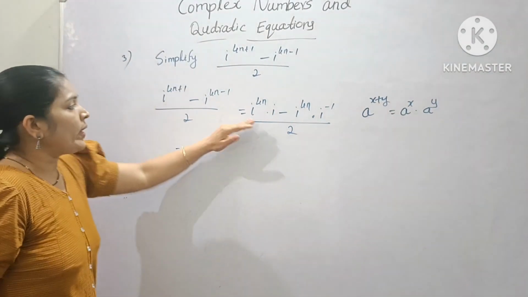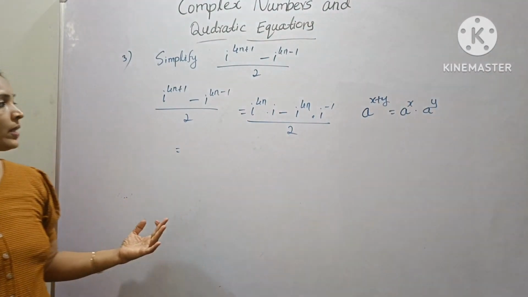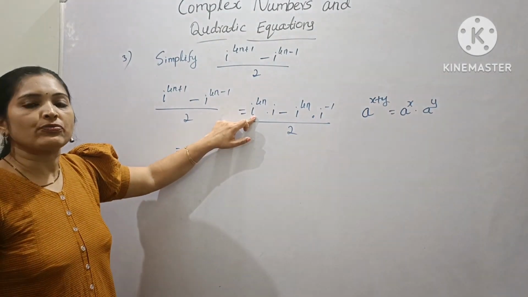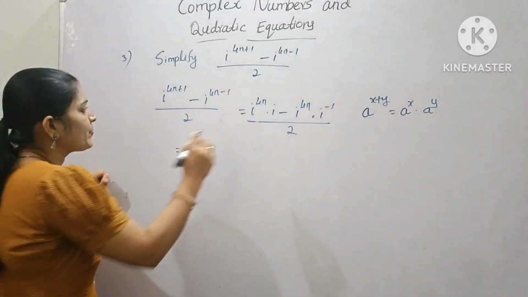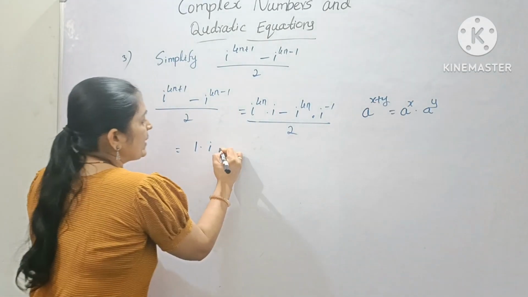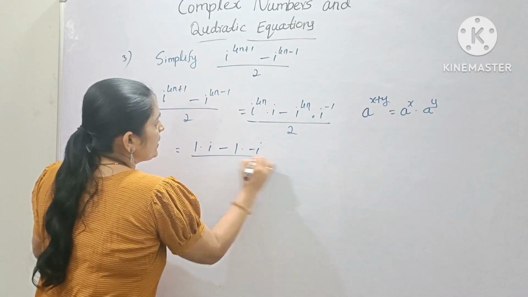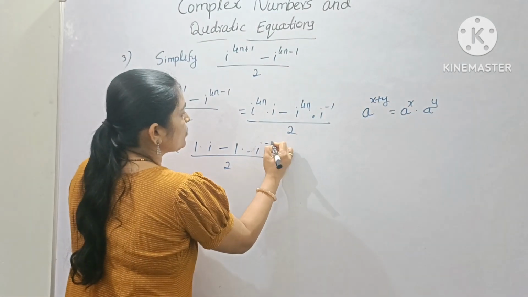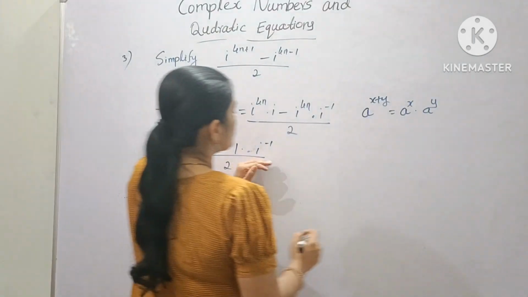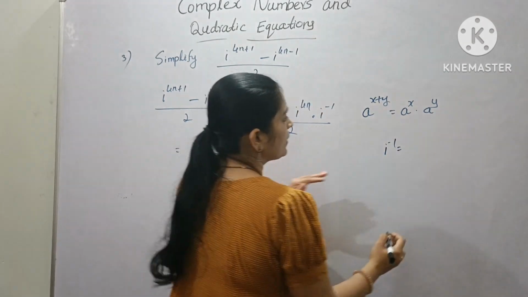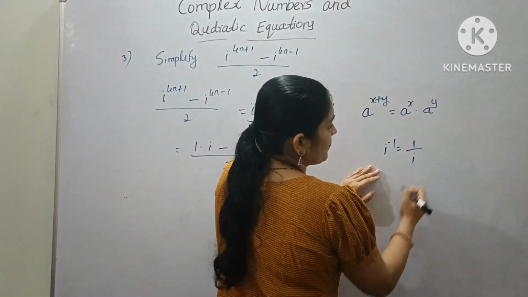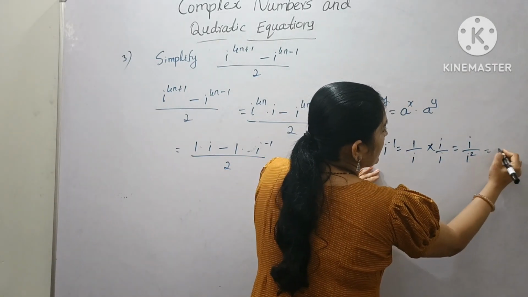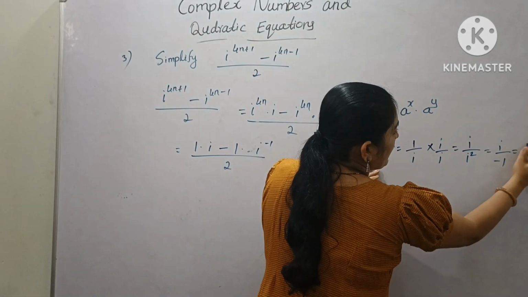What is the value of i^(4n)? If the power of i is a multiple of 4, its value is 1, right? So 1 into i minus 1 into i^(−1), divided by 2. So what is i^(−1)? It is 1 by i into i divided by i. So i divided by i square, that is i divided by minus 1, that is minus i.